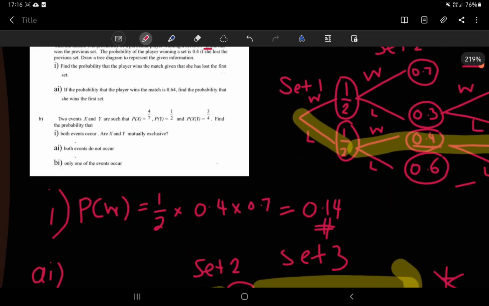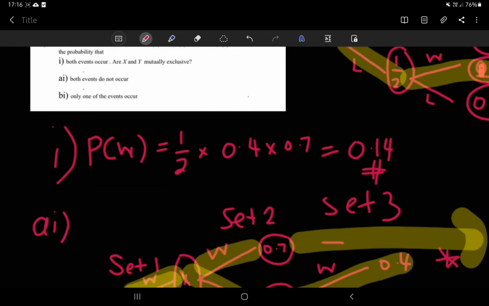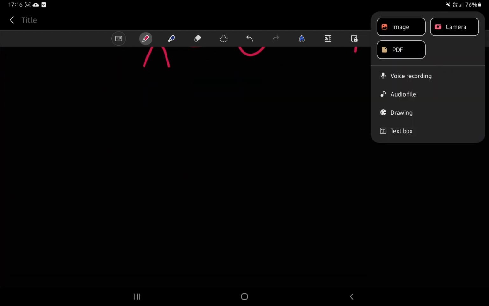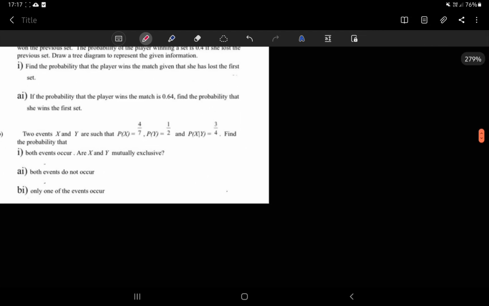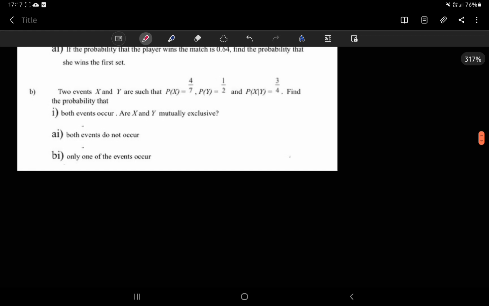Alright, so question B is conditional probability. So it's also very easy. Let me copy paste back the question. Okay, so let's focus on question B. Events X and Y are such that P(X) is that, P(Y) is that, and the probability of X given Y is 3/4.